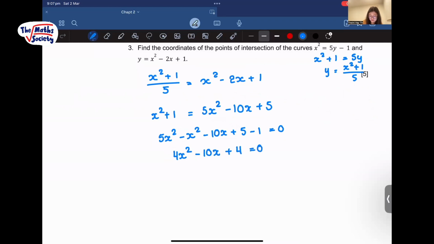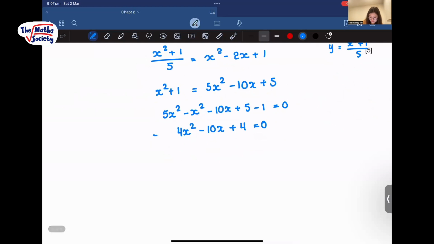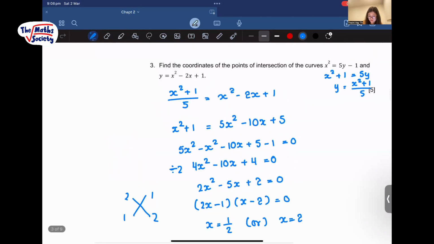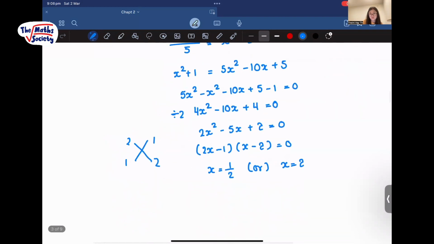And then because those are even numbers, you can divide them by 2. So you divide them by 2, which would be 2x squared minus 5x plus 2 equals 0. And then you use the crossing method again, which would be 2, 1. And because it's 5, it'll be like 1 and 2. So it'll be 2x minus 1, and then x minus 2, which is equal to 0. So because it's equal to 0, it'll be x equal to 1 by 2, or x equal to 2. And because they ask you to find the coordinates, you still have to find the y values for them.